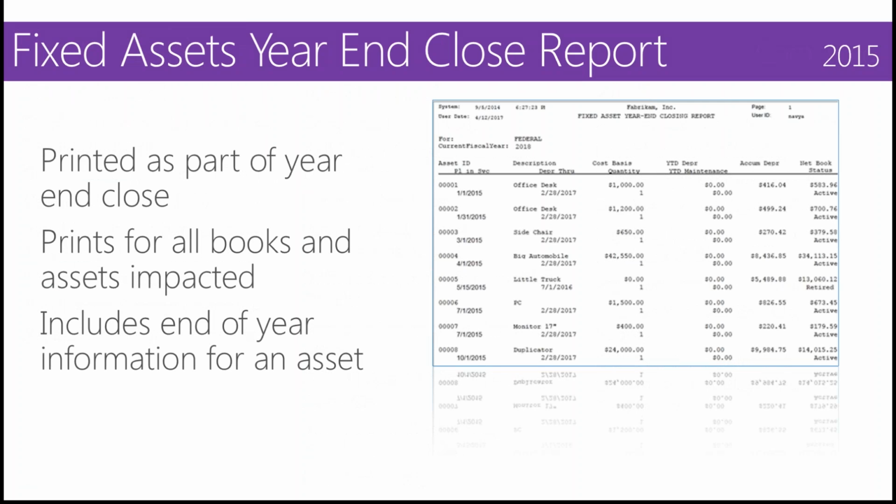One of the items, if you do have fixed assets, is you know that there's not been a year-end closing report in prior versions. You do now have an option to print out the fixed assets year-end close report. The assets on the report are categorized by asset book and are listed according to their asset IDs. So you will now have that available to you if you are using fixed assets.